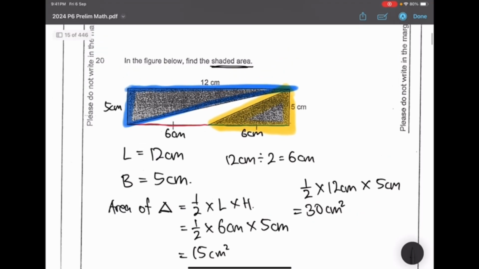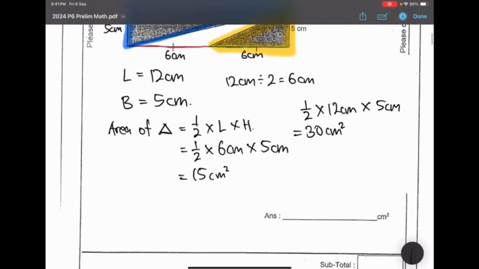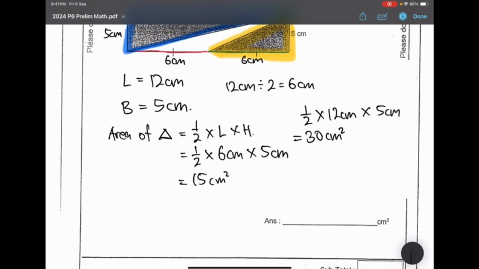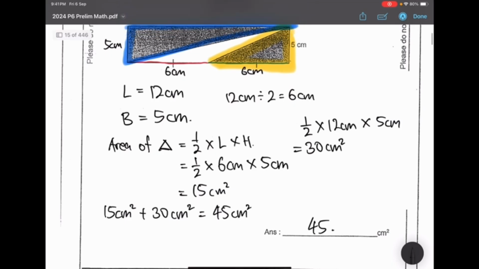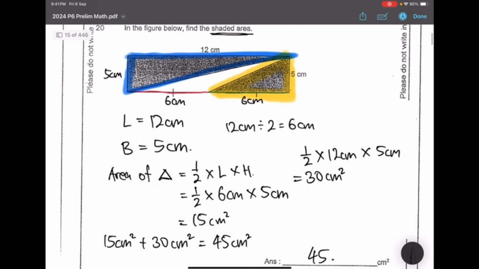Now looking back at the question, it says to find the shaded area. The shaded area will just be the two triangles that we found added together. So we have 15 cm square plus 30 cm square, and that would give me 45 cm square. And that is your answer for question number 20.